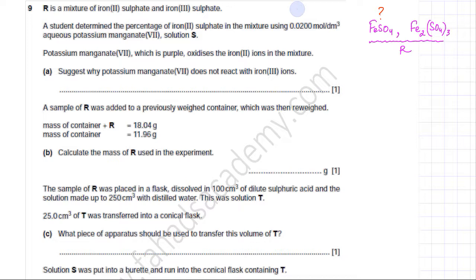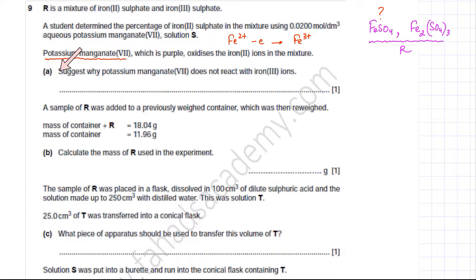Now, the first thing is he's saying that potassium manganate 7, which is purple, oxidizes the iron 2 ions. What is meant by the term oxidation is that the Fe2+ ions would lose electrons, and when they lose electrons, they're going to form Fe3+. So that is what is meant by oxidation. Oxidation is loss of electrons. So iron 2 ions readily oxidize to iron 3 ions when you add this oxidizing agent, which is potassium manganate 7, KMnO4. It's a very powerful oxidizing agent.